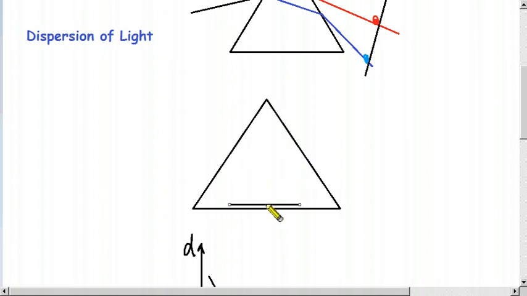That means the ray inside the prism is parallel to the third edge. This one is the first edge, second edge, third edge. So the ray in the prism is like this, and these angles are equal. If this one is theta, this one also must be theta. That is what the lesson says.